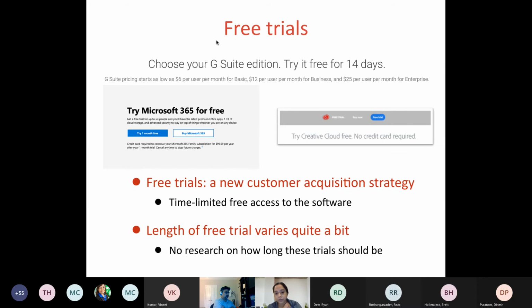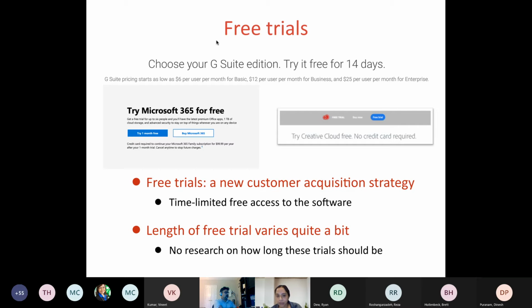So what are free trial promotions? Free trial promotions are a new customer acquisition strategy in this industry, which used to not be possible with perpetual licenses, where you give potential consumers time-limited access to the software. During this time, consumers can download and use the software and see if it fits their needs. And at the end of it, they get to decide whether they want to continue subscribing or they don't want to use it anymore.